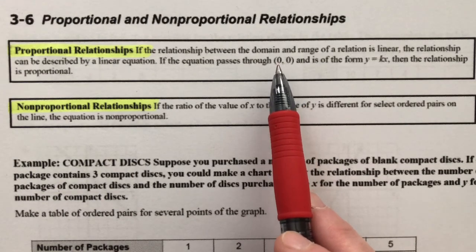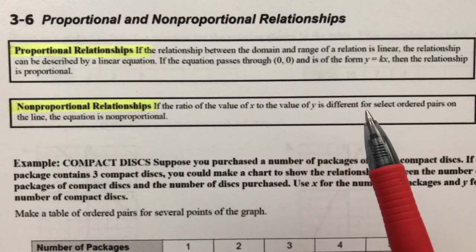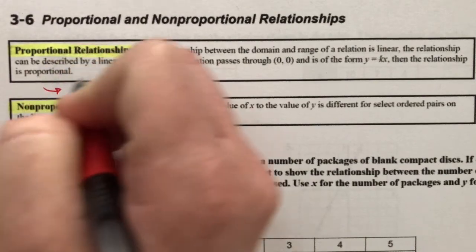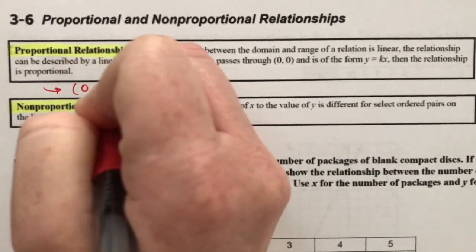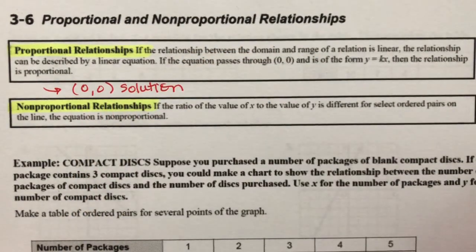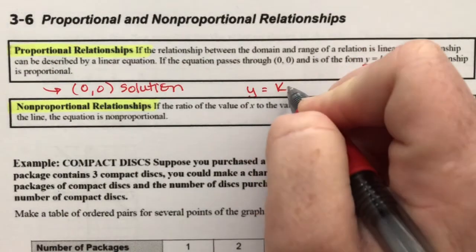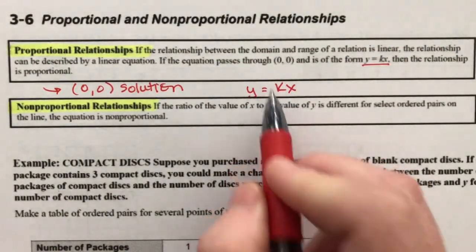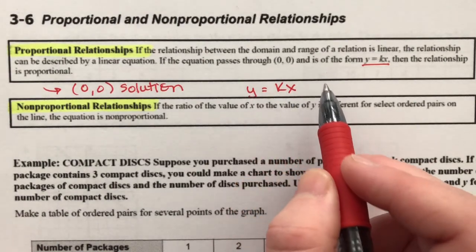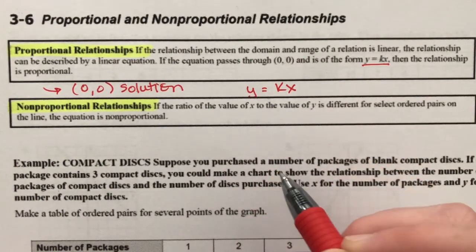Basically, when you graph it, if that straight line passes through the origin, then it is a proportional relationship. So you can say 0, 0 solution. It has to have that to be proportional. And it has to be in the form y equals kx, where k is the slope. Or you could say y equals mx, right? Instead of mx plus b, there isn't anything else hanging off the end of this equation. It's just a number in front of x.